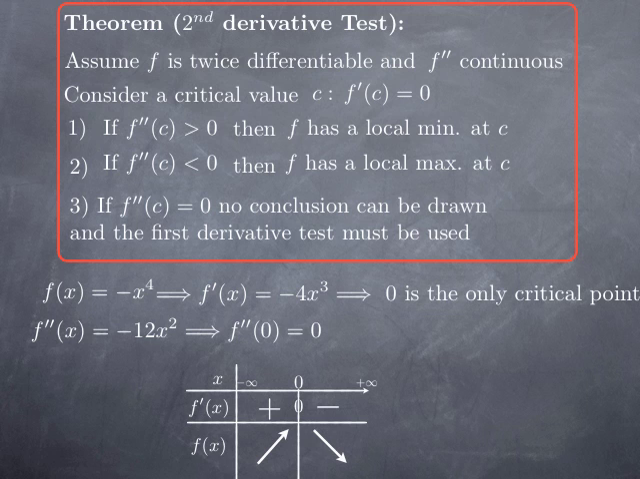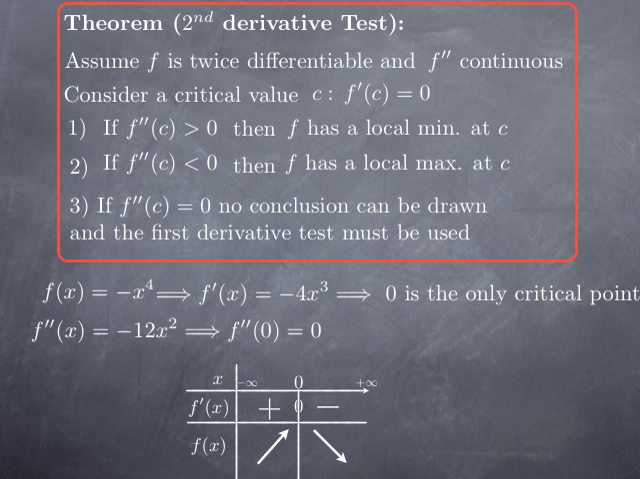Therefore, the function is increasing on the negative reals and decreasing on the positive reals, and we get a local maximum at 0. So you see that with the second derivative being 0 at the critical value, this critical value could correspond to a local minimum or to a local maximum. It could also correspond to neither.